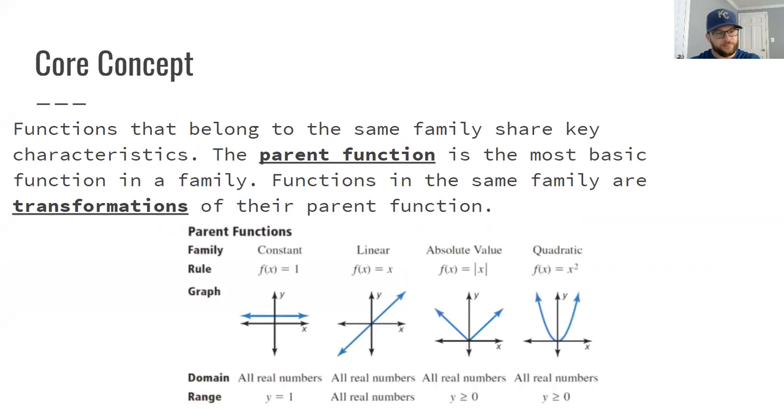So first thing is that functions that belong to the same family are ones that share the same key characteristics. A parent function is the most basic version of the function of the family. A couple of examples of parent functions: a constant function, which is just a horizontal line, y equals 1; a linear function, y equals x, where it crosses through the intercept and has a slope of 1; y equals the absolute value of x; or y equals x squared for a quadratic equation.